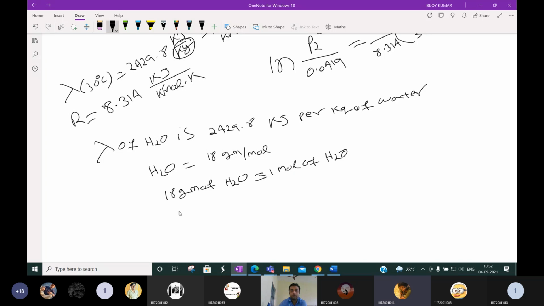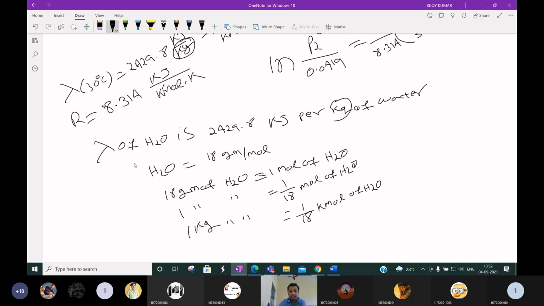Yes, sir. Okay. Then 1 gram of water is equal to 1 by 18 mole of water. Here in the question it is kg of water. Then 1 kg of water is equal to 1 by 18 kilomole of water.